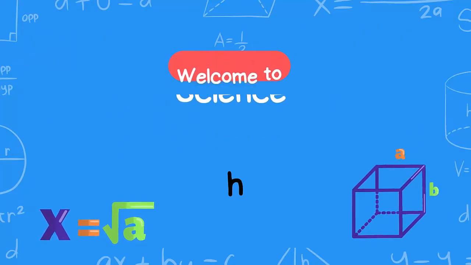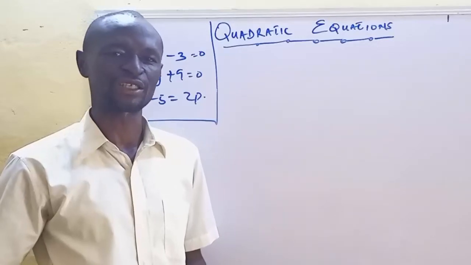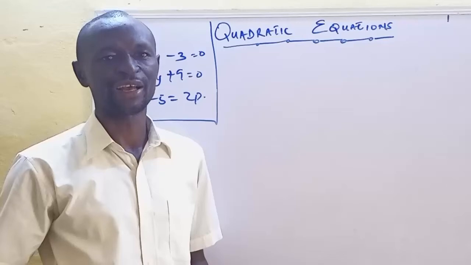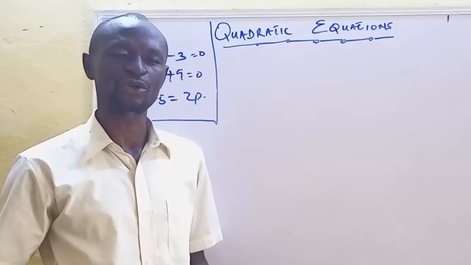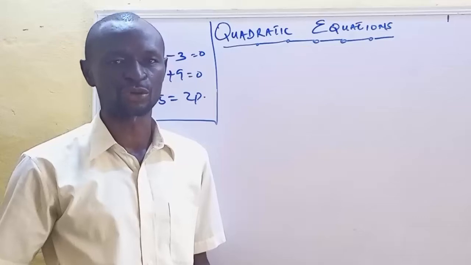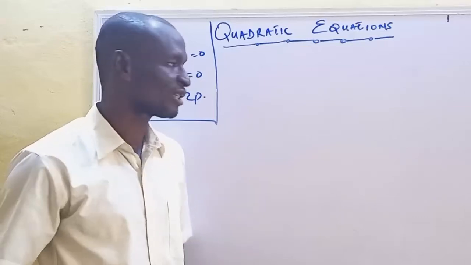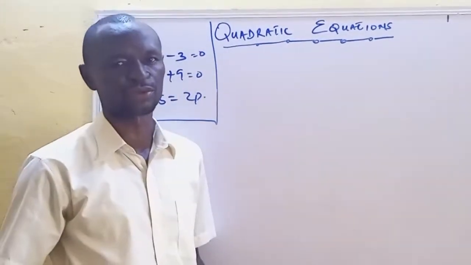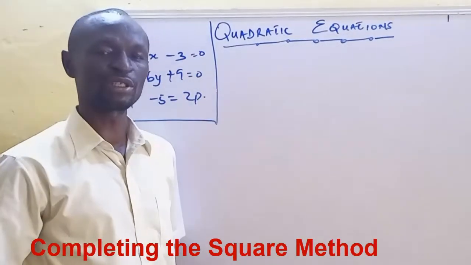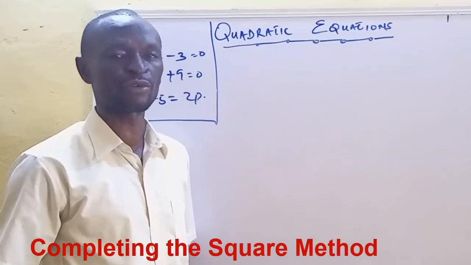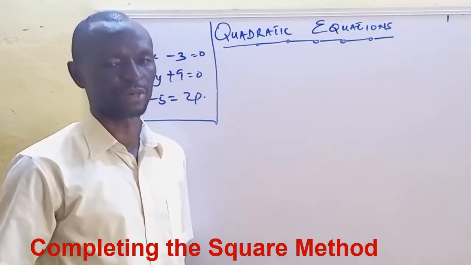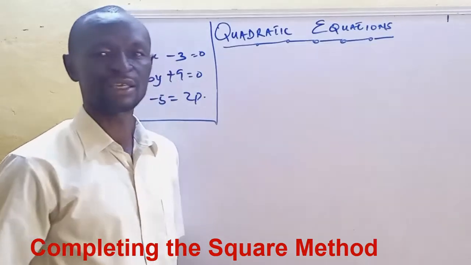In this lesson, we'll be working on solving quadratic equations using the completing the square method. In our last lesson, we solved quadratic equations using the factorization method, but the factorization method has its own limitation. So we would work in this lesson with completing the square method. It will help you solve quadratic equations that have irrational numbers. Let's see how it goes.